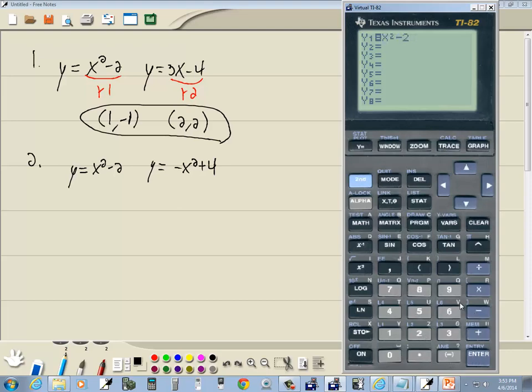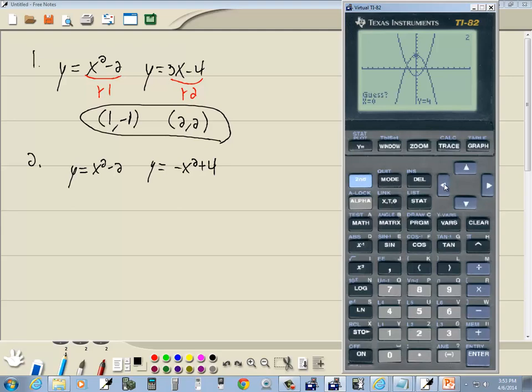And then on Y2, I'm going to put my negative x squared plus 4. And then I'm going to do 2nd Trace, choose 5 for intersect. There's my first one, and there's my second one. And our answers are where they intersect. So it says first curve, so I press Enter on first curve, second curve, press Enter on second curve.